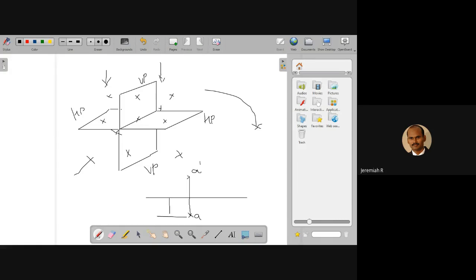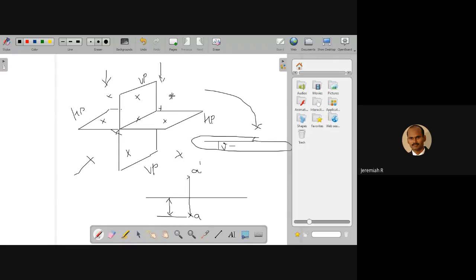I already told you, top view means always either in front of VP. Just keep this in your mind. If you want to note on this, just note on this. Top view means either in front of VP or behind VP distance. Always this is common, even for projection of line also.